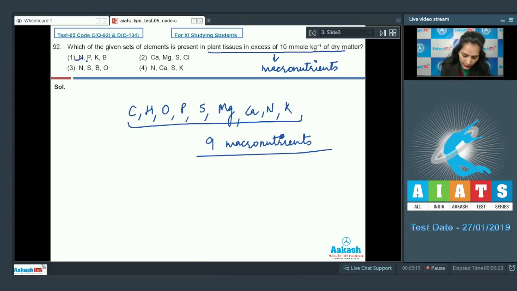Nitrogen, yes. Phosphorus, yes. Potassium, yes. Boron, so this option is ruled out because boron is a micronutrient. Calcium, yes. Magnesium, yes. Sulfur, yes. Chlorine, it's a micronutrient, so this option is again ruled out. Nitrogen, sulfur, boron, so this option is ruled out. Nitrogen, calcium, sulfur and potassium, all are macronutrients in this option. So the correct option for the given question is option number 4. Let's move on to the next question.